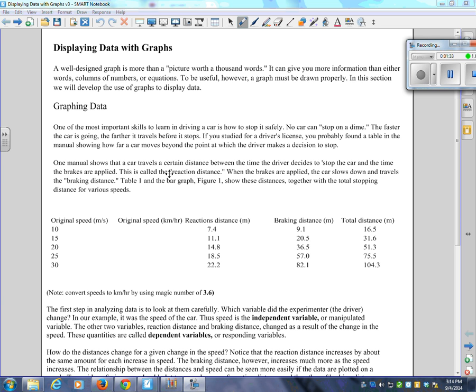The reaction distance. If I asked you to define what the reaction distance is, what would you say? It's the distance the car travels. Yes, it's between the time that the driver decides to stop and it actually begins to stop. It's basically how far you go when your foot goes from gas to brake. It's your reaction time. When the brakes are applied, the car slows down and travels the braking distance.